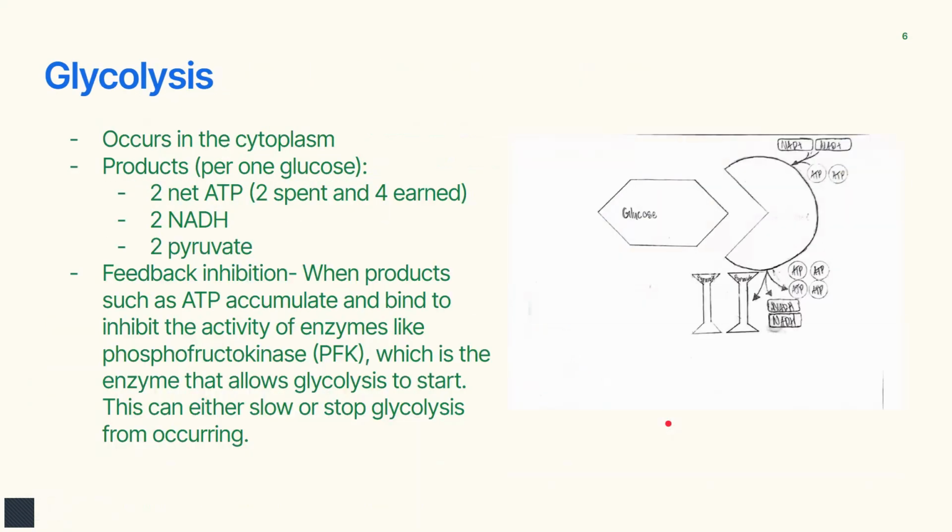Now the first step of cellular respiration is glycolysis. Glycolysis occurs in the cytoplasm. Its products per one glucose used are 2 net ATP, which means they spend 2 and earn 4, 2 NADH and 2 pyruvate. Now, glycolysis is susceptible to feedback inhibition when products such as ATP accumulate and bind to inhibit the activity of enzymes like phosphofructokinase, PFK, which is the enzyme that allows glycolysis to start. It can either extremely slow down or completely stop glycolysis from occurring.